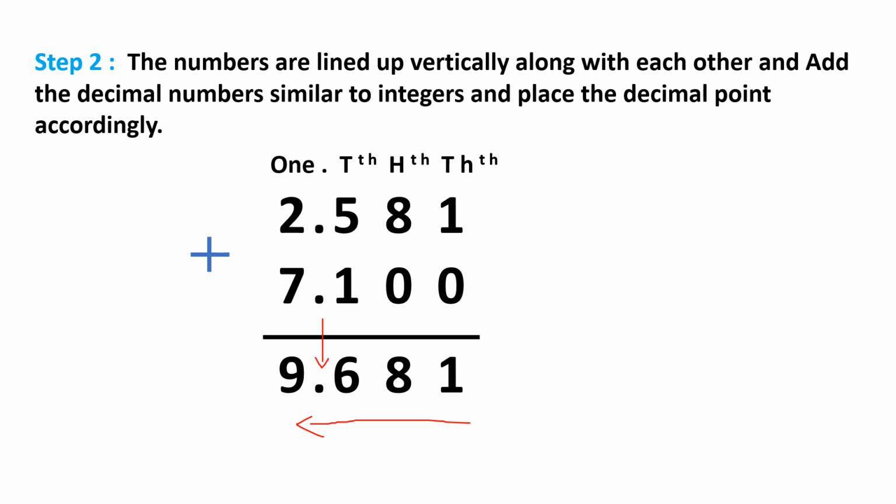And now 2 plus 7. In the ones place 2 plus 7 is there. So 2 plus 7 is 9. So the answer is 9.681. Here also after the decimal point there are 3 digits. This addition is the same as normal integer addition, but we only have to be careful where the decimal point will be.